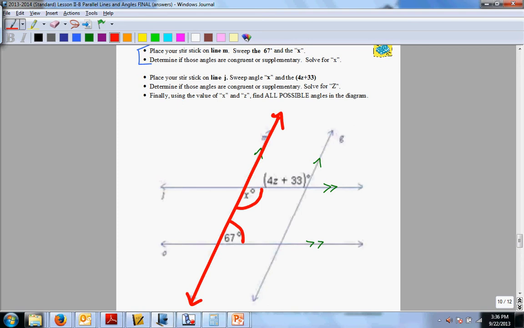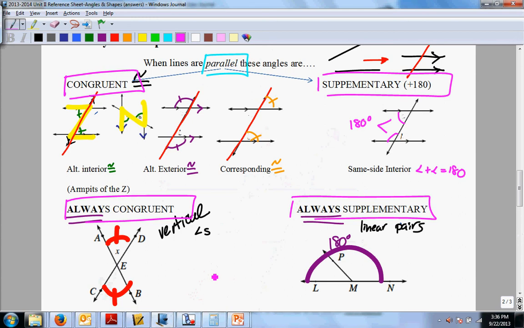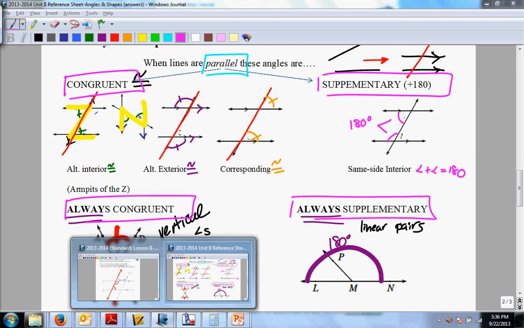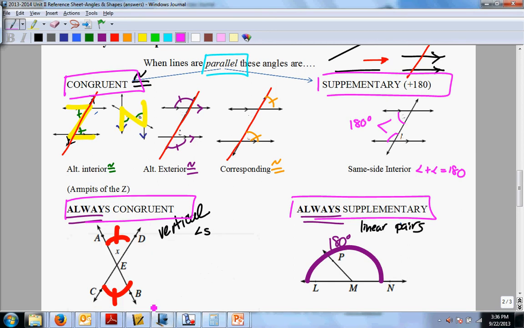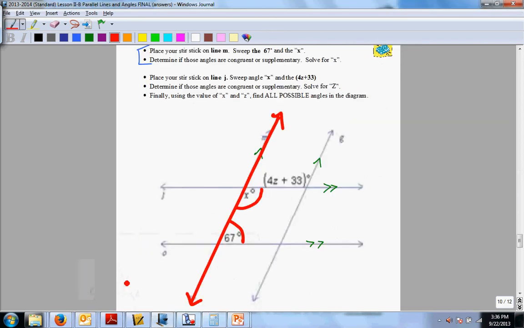Now determine the relationship of those 2 angles, which one are they? When they're on the same side between the lines, take a look here. You ask yourself, what kind of angles are they? Are they alt-in, alt-X, corresponding, same side interior? Are they vertical angles or supplementary? So that's what you want to ask yourself, what kind of angles are these?